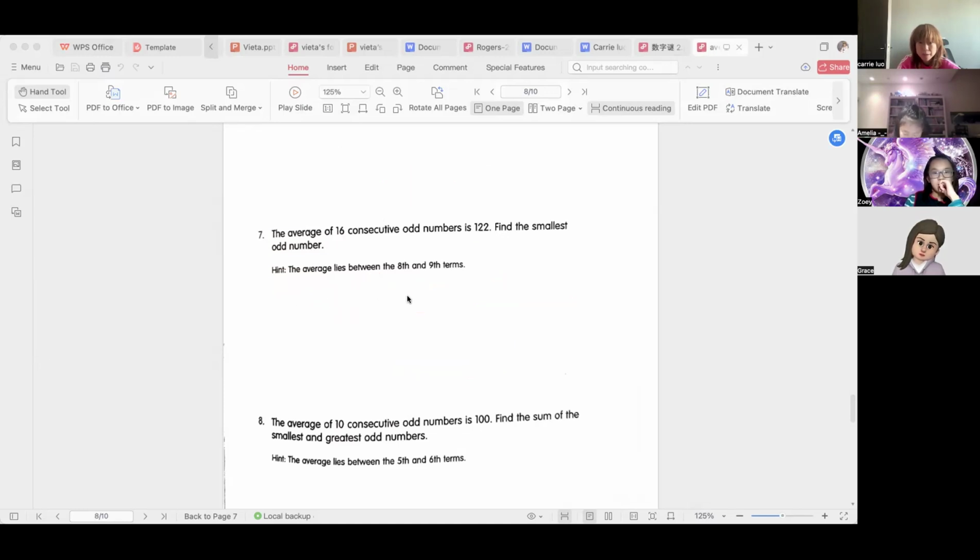So we can say, 122 divided by 16 equals what? It's very close to 7, right? But not really to 8. So we can just try 1, 3, 5, 7, 9, 11, and you just try to find out the number. The average number.